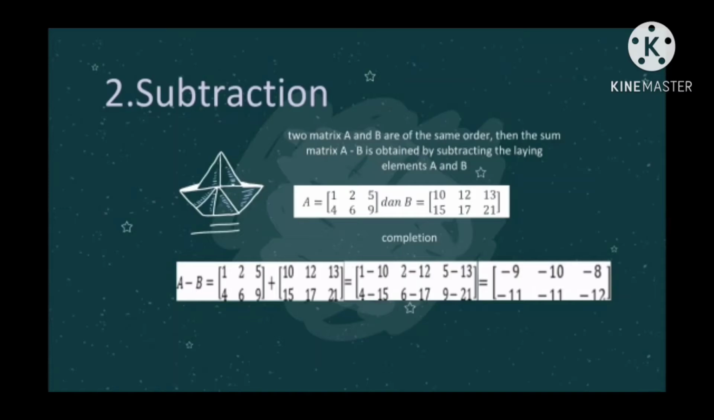Number 2, subtraction. If two matrices A and B are of the same order, then the difference A minus B is obtained by subtracting the corresponding elements of A and B. If matrix A is 1, 2, 5, 4, 6, 9, and matrix B is 10, 12, 13, 15, 17, 21, then A minus B is 1 minus 10, 2 minus 12, 5 minus 13, 4 minus 15, 6 minus 17, 9 minus 21, which is the matrix minus 9, minus 10, minus 8, minus 11, minus 11, minus 12.